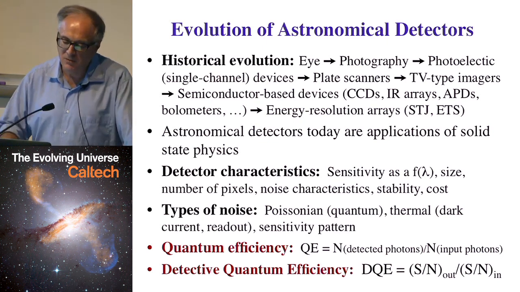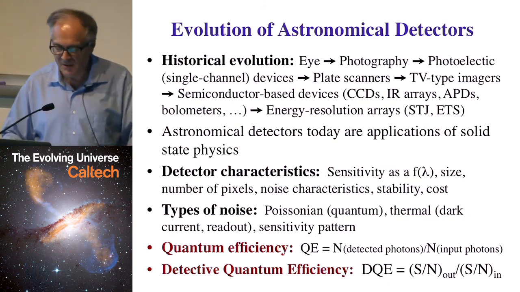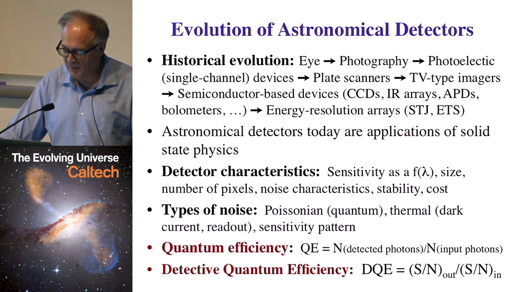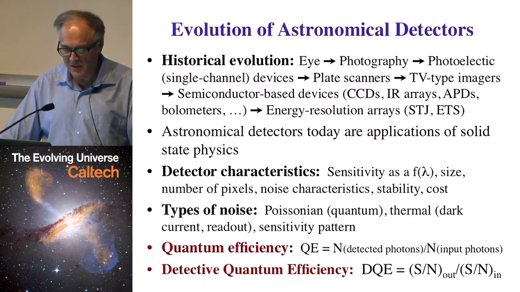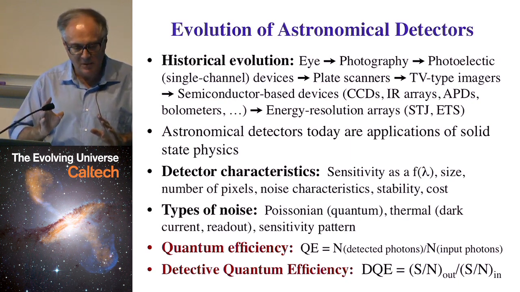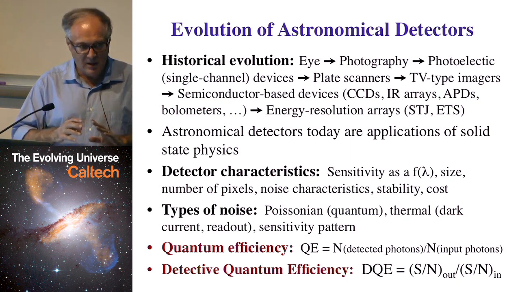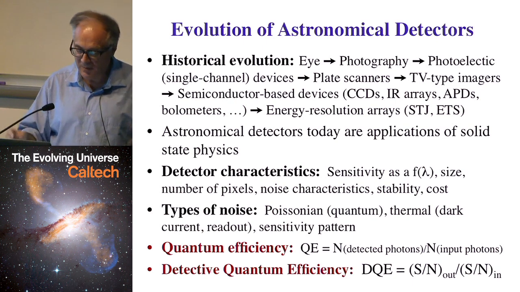Then we went through photoelectric devices. Now we do all manner of solid-state devices. I'll talk about some of those. And today, essentially, all astronomical detectors are applications of solid-state physics. And all of them basically operate on the same principle. You capture a photon, turn its kinetic energy into an electron that can then be accelerated by some voltage and measured. And so you need a lot of photons to get measurable currents, right?